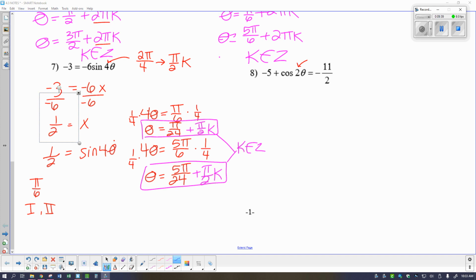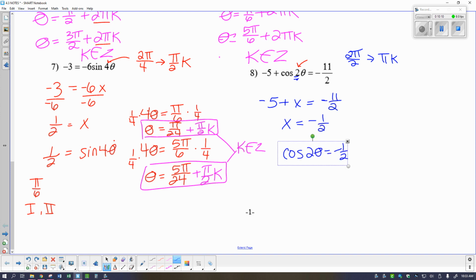All right, so on this one, we are looking at the 2 in front of theta. So we have to do our 2 pi divided by 2, and that's going to tell us that we add pi k to everything. So we're trying to solve this again. Remember, this is going to be x equals -11 pi over 2. So I got to add 5, which gives me a negative 1/2. So now I want the cosine of 2 theta to equal negative 1/2.